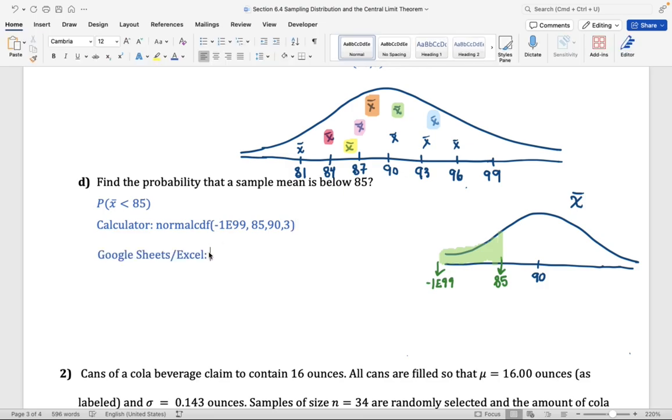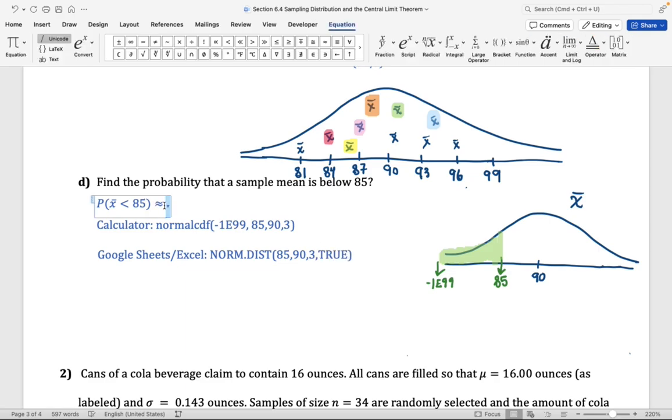If you're using Google Sheets or Excel, you're going to use NORM.DIST. This function is going to give you the area below the x bar you're considering. Here we want to find the area below x bar equal to 85. So here our observation is 85. Then we need to enter the mean and the standard deviation of this distribution, and then we go ahead and type in TRUE.